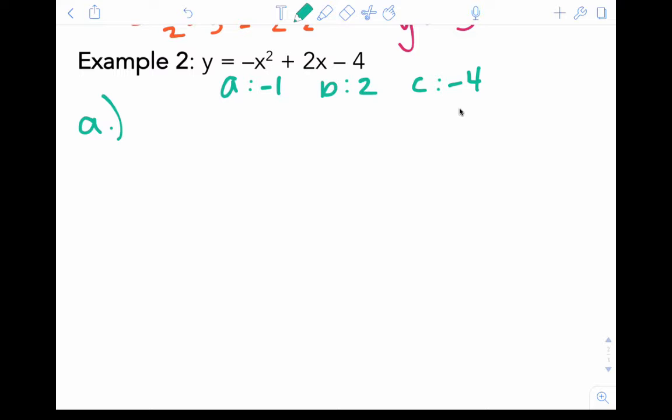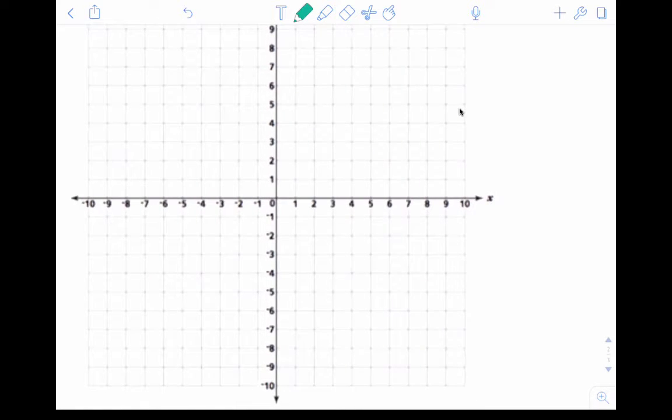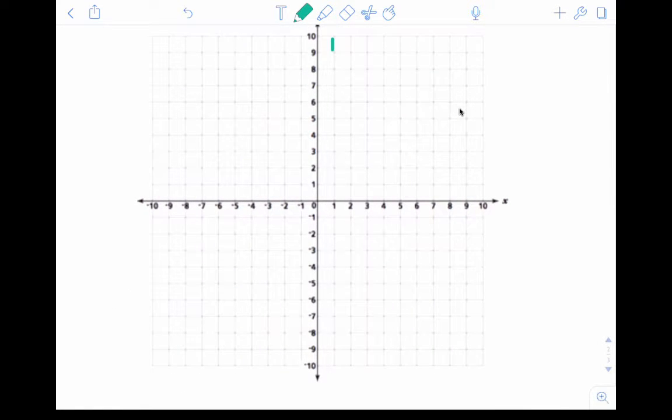So first, to find my axis of symmetry, I'm going to do -b over 2a, which is -2 over 2 times -1, which is -2 over -2, which is +1. So I'm going to come over here and I'm going to put a dotted line where my axis of symmetry goes, where x equals 1.